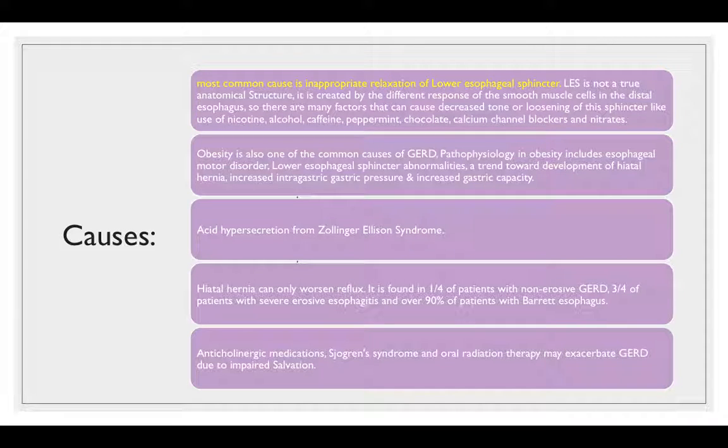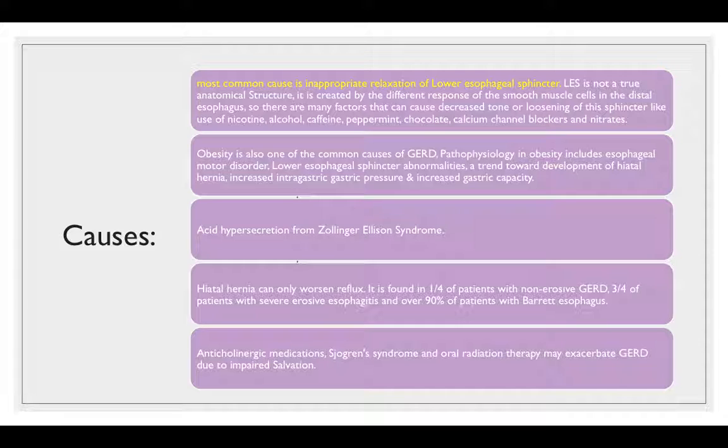So what are the most important causes? First thing, we should know what is the most common cause, and other than that we should know what are the other causes. But the most common cause is inappropriate relaxation of the lower esophageal sphincter. This lower esophageal sphincter is actually not a true anatomical sphincter. It's not a true anatomical structure.